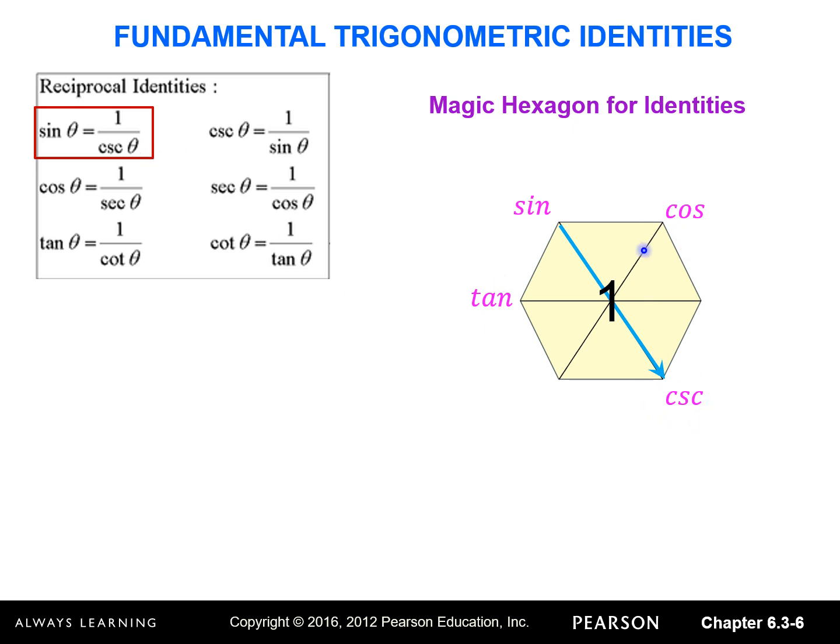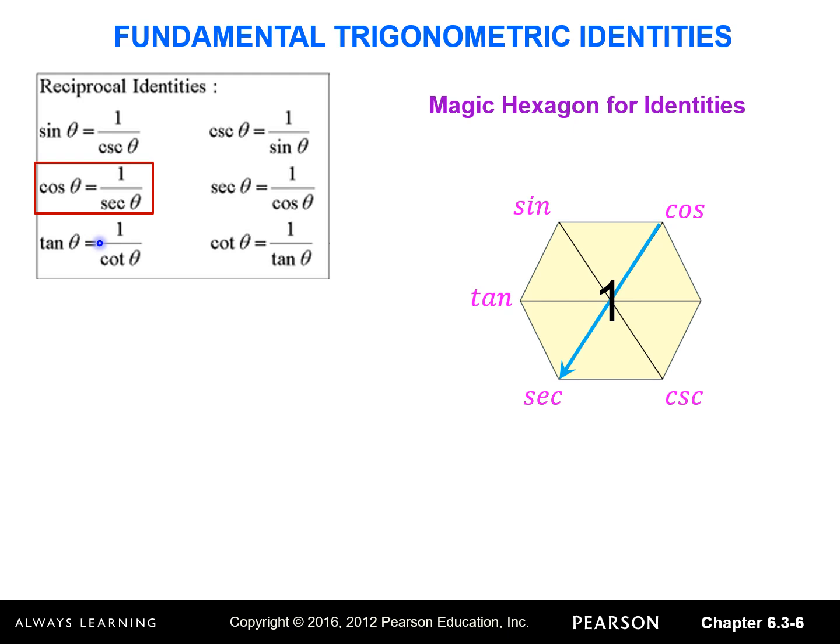The second identity, which is for cosine, cosine is equal to 1 over secant theta. You can see a straight arrow here, meaning that is division. 1 divided by secant is equal to cosine. So that is the second reciprocal identity.